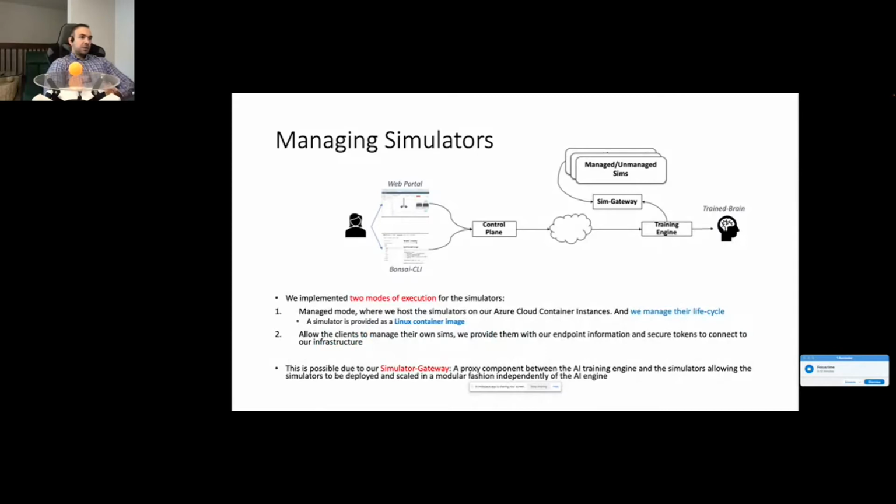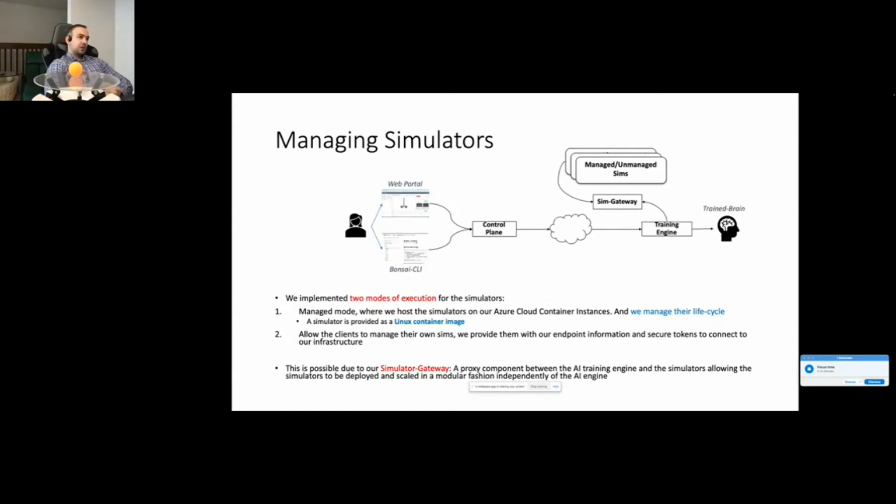So what did we do in this case? We implemented 2 modes of execution. The first mode is managed mode, where we leverage Azure cloud technology, Azure container instances, and we manage the life cycle of a simulator. But in that case, how do we know what the simulator is? This is where the user of the technology will provide a Linux container image. That container image will contain the simulator, and with the configuration file, we would know what command to use to instantiate or start that simulator, and we'll take care of the rest.